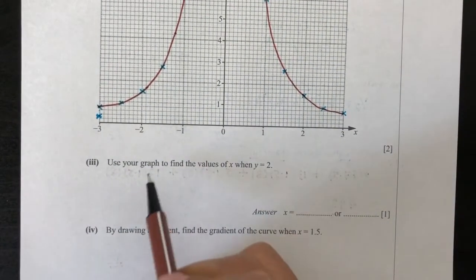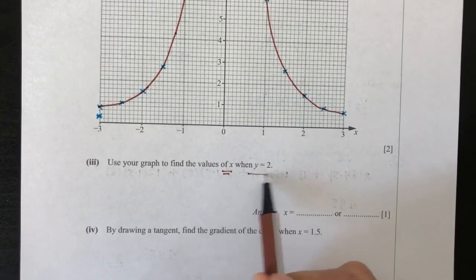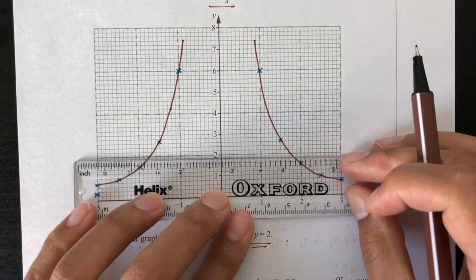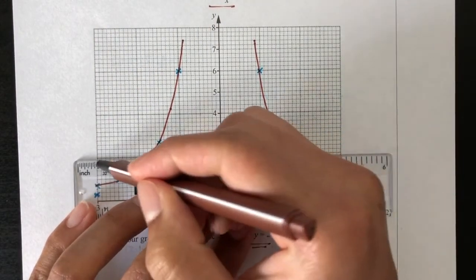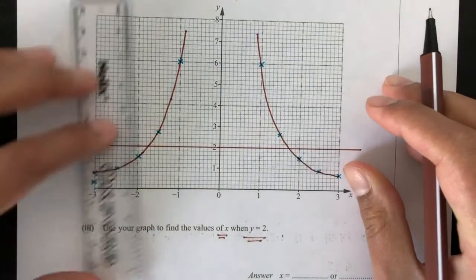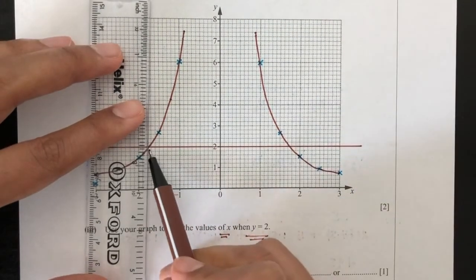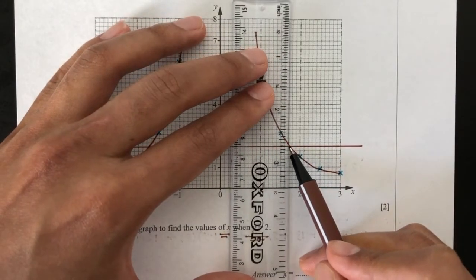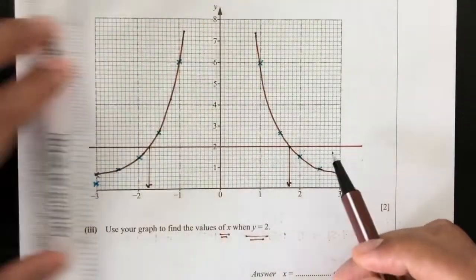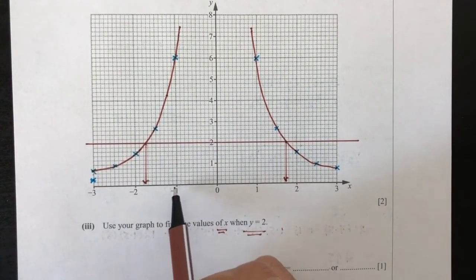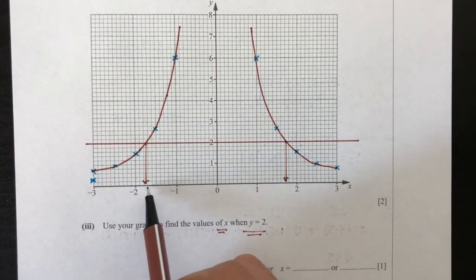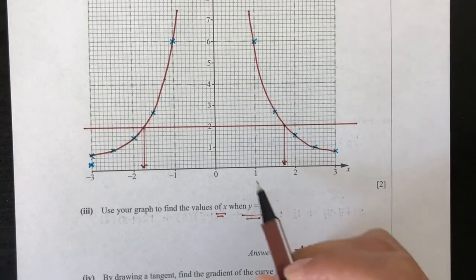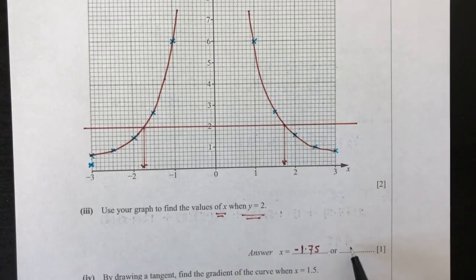Now, part 3 is use a graph to find the values of x when y equals 2. Pretty easy. Go to your graph and draw the line y equal to 2. It will be this line. And x will be where they intersect. The first one will be about here, and this one will be about here. So the values of x could be minus 1.75, and this will be the same, so 1.75 as well.